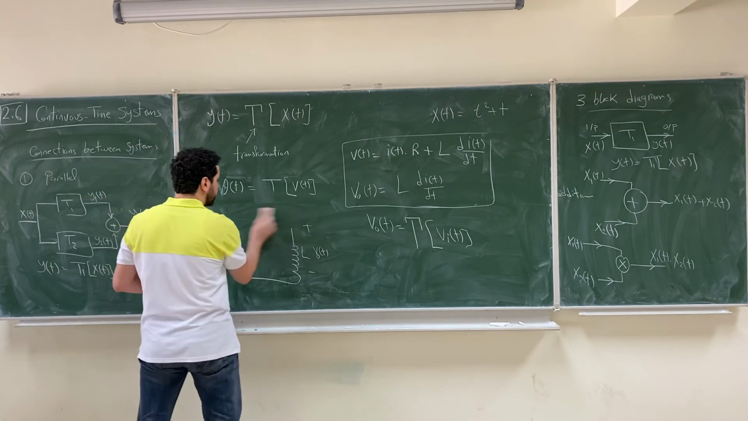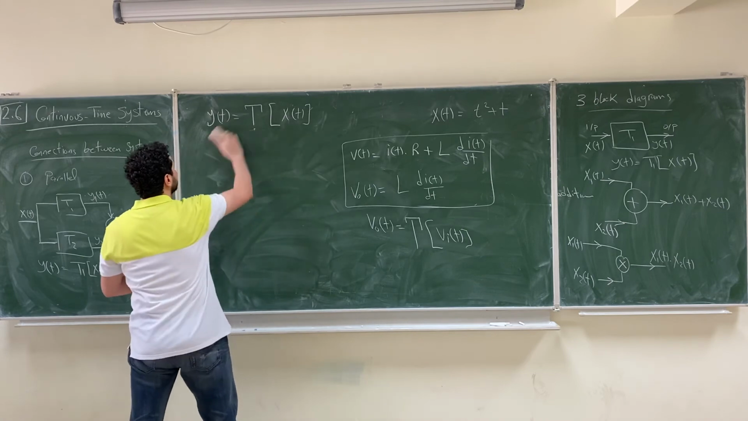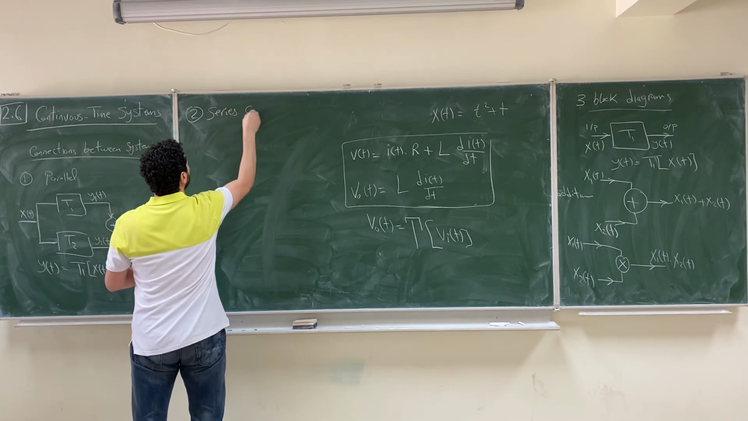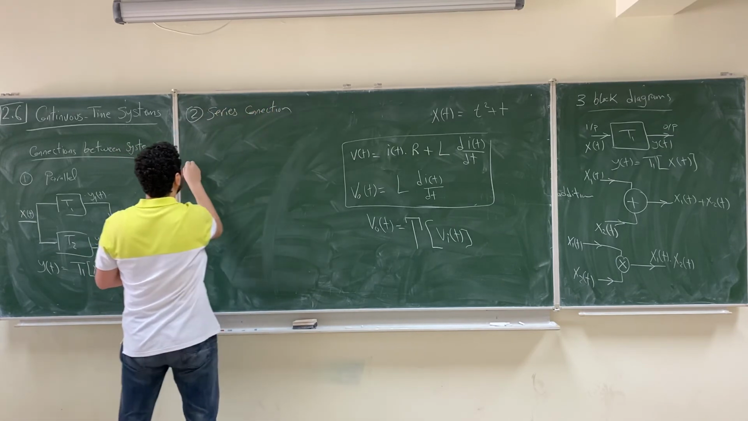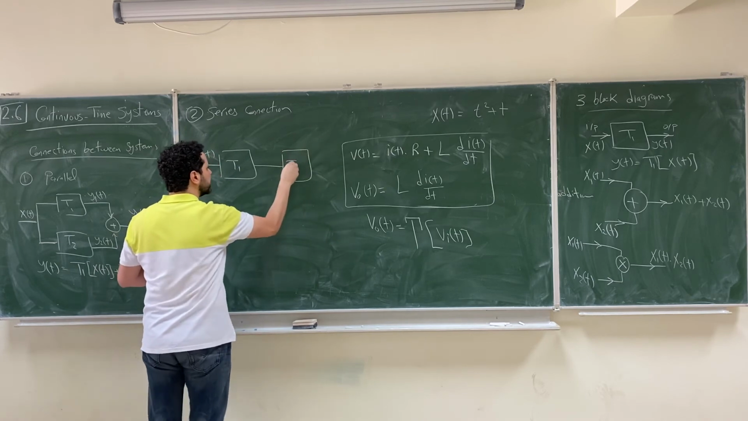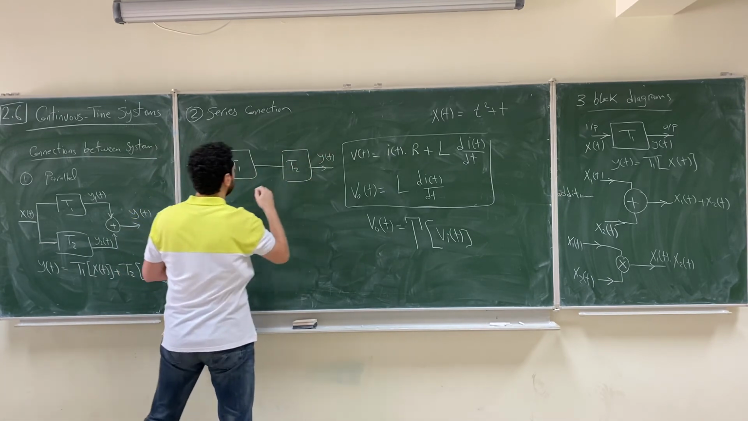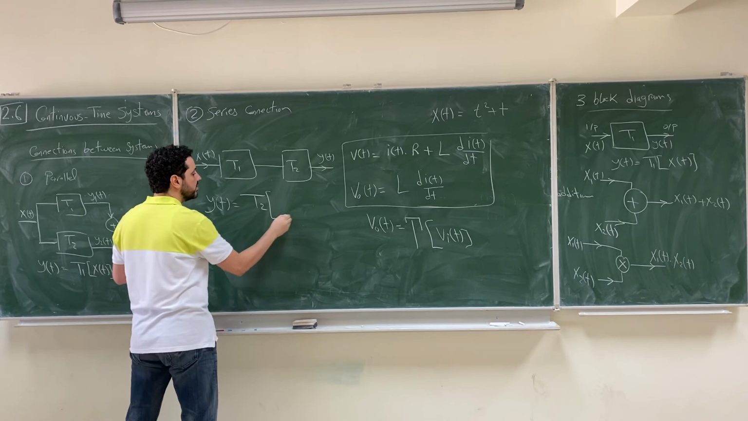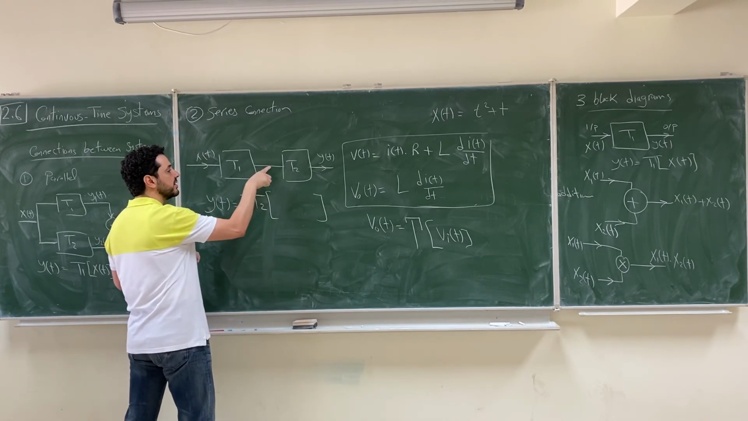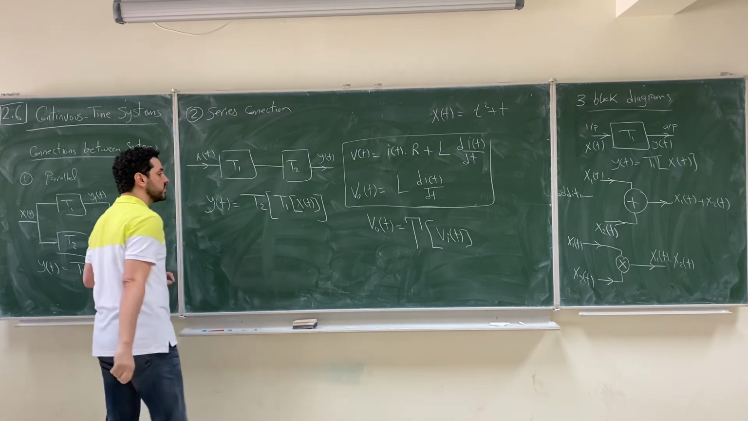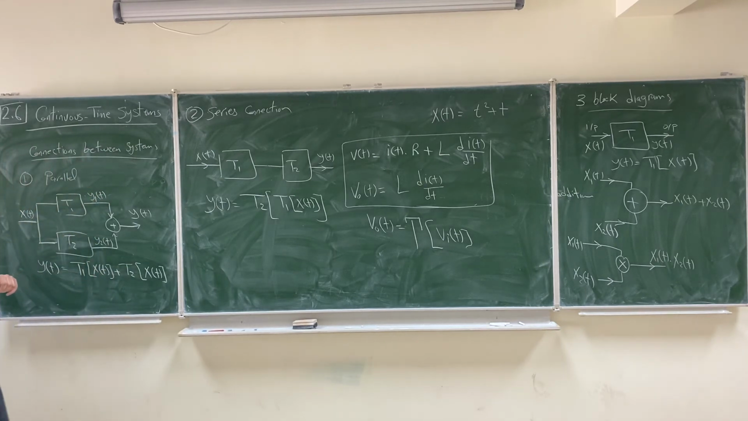Then another important connection is the cascade or series connection. Where you have the input x of t here, it will go first to system number one, then it will go to system number two, then it will give you your output. In this case, the output in the series connection will be the transformation T2 affecting the signal here, and the signal here is transformation T1 affecting the input x of t. So this will be the output of the cascade or the series connection. This is the output of the parallel connection.